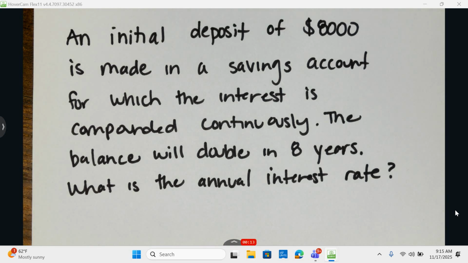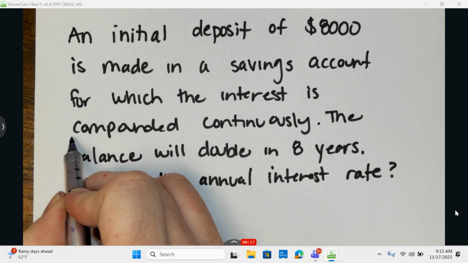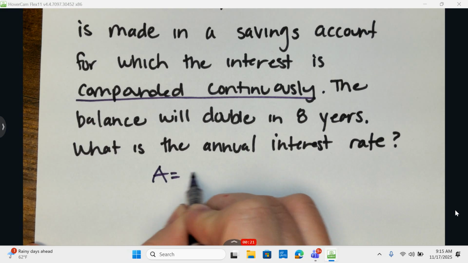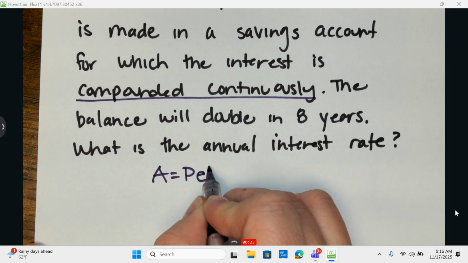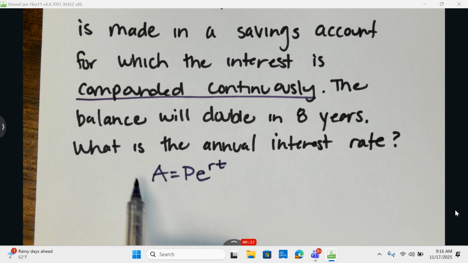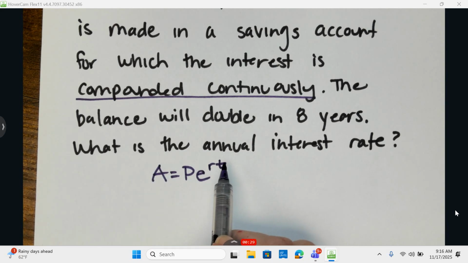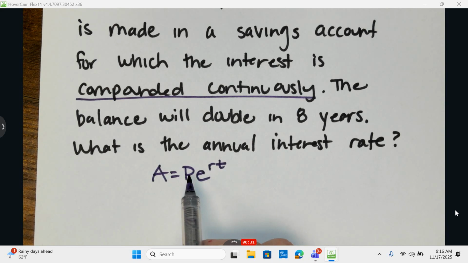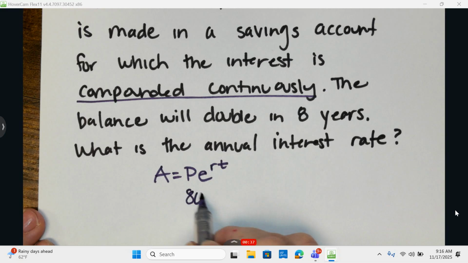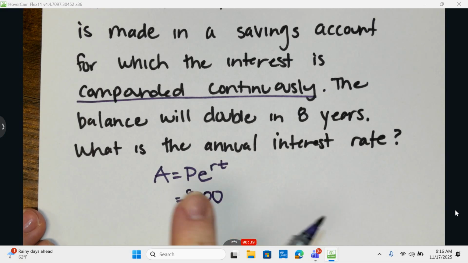With me, you're not going to write this all down verbatim. We're going to put down just the important information. Remember, with compounded continuously, we're going to use A equals P times e raised to the rt. A is the outcome. It's how much money you have in an account after a specific amount of time, based on what you invested and what the rate was. The initial amount is $8,000. We're going to replace P with $8,000.